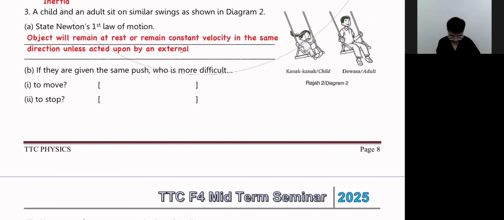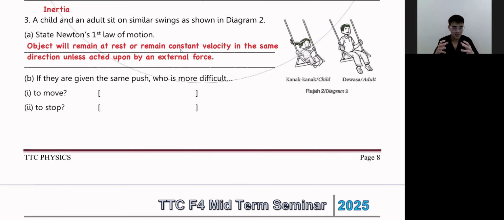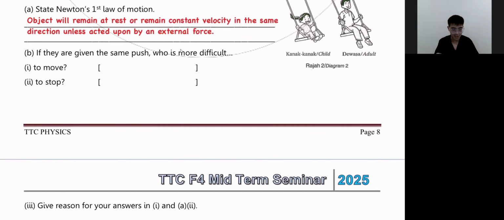That means when this object is acted on by another force, then of course this object will not follow this rule anymore. The law, okay, the law means the one I explained to you just now. When an object is at rest, the object will want to be at rest. Of course, if you don't move the object, it won't move. But if you go and push it, then the object will move. So when you apply an external force, the object will disobey the law.